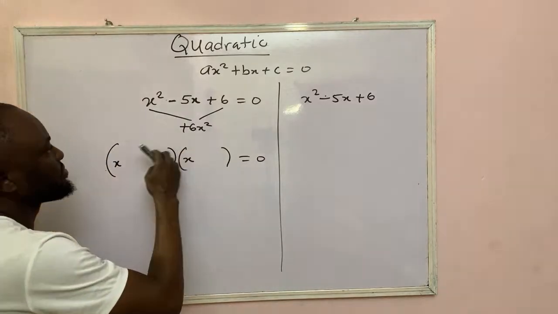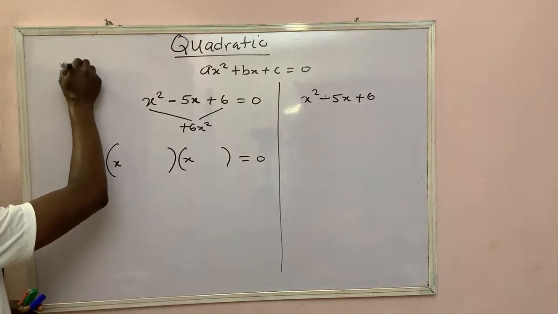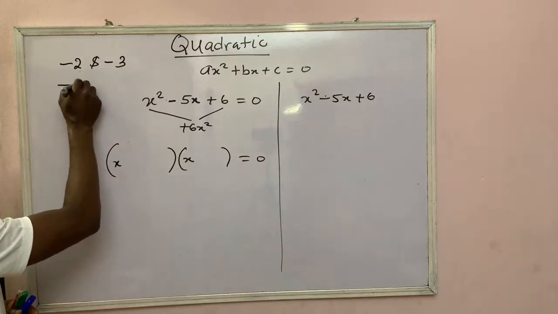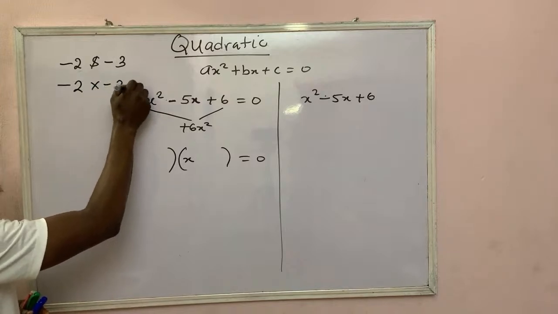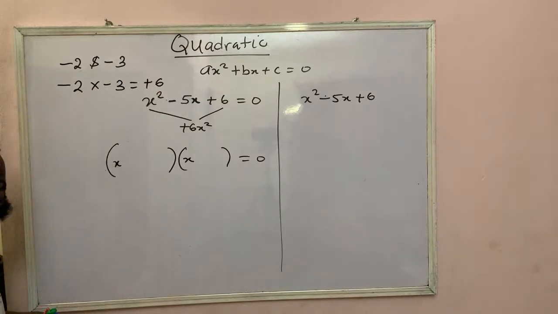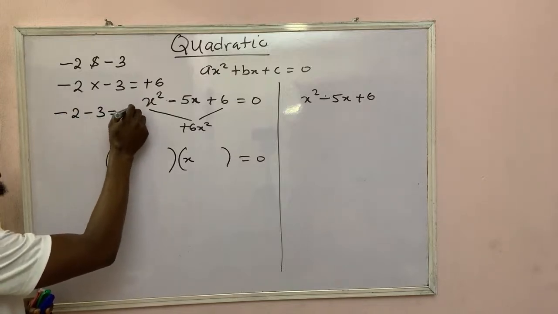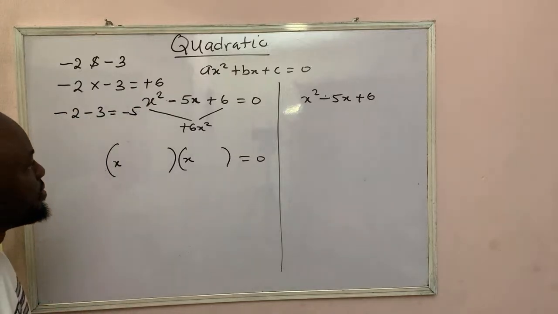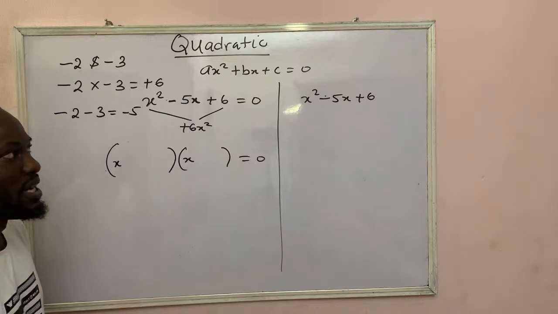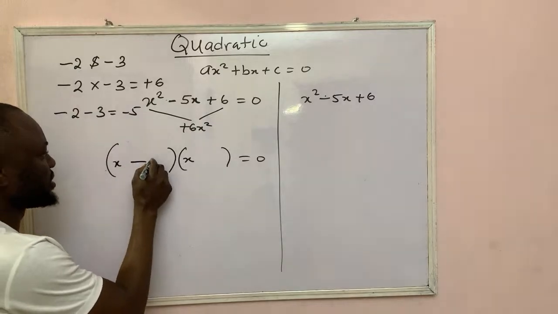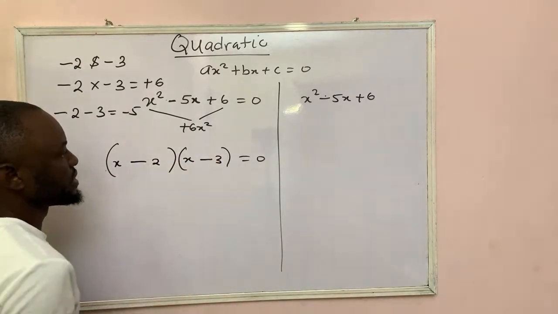Now, if I look at the factors, they are minus 2 and minus 3. Because minus 2 times minus 3 will give me a plus 6, and minus 2 minus 3 will give me negative 5. So my factors are minus 2 and minus 3. So I'm going to put my factors here, minus 2 and minus 3.